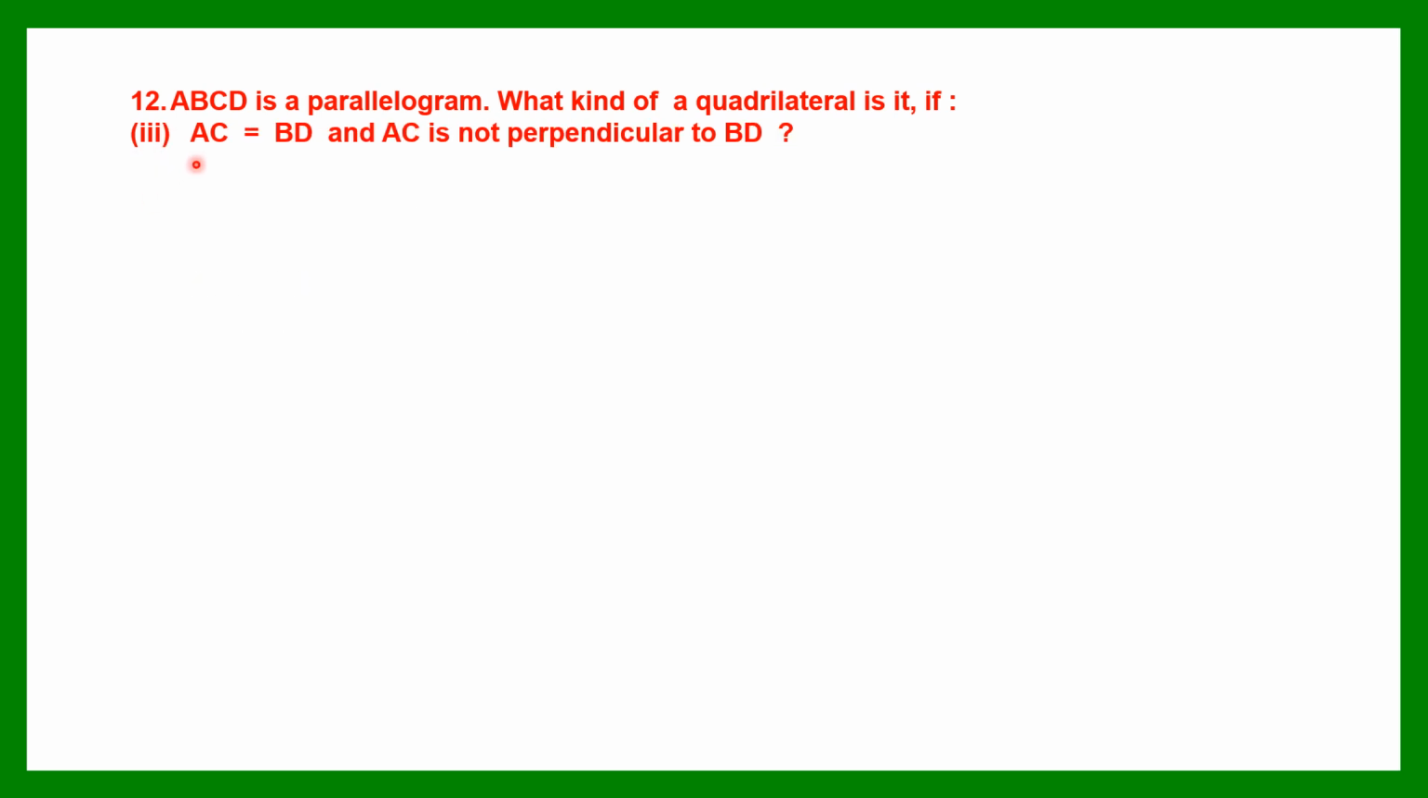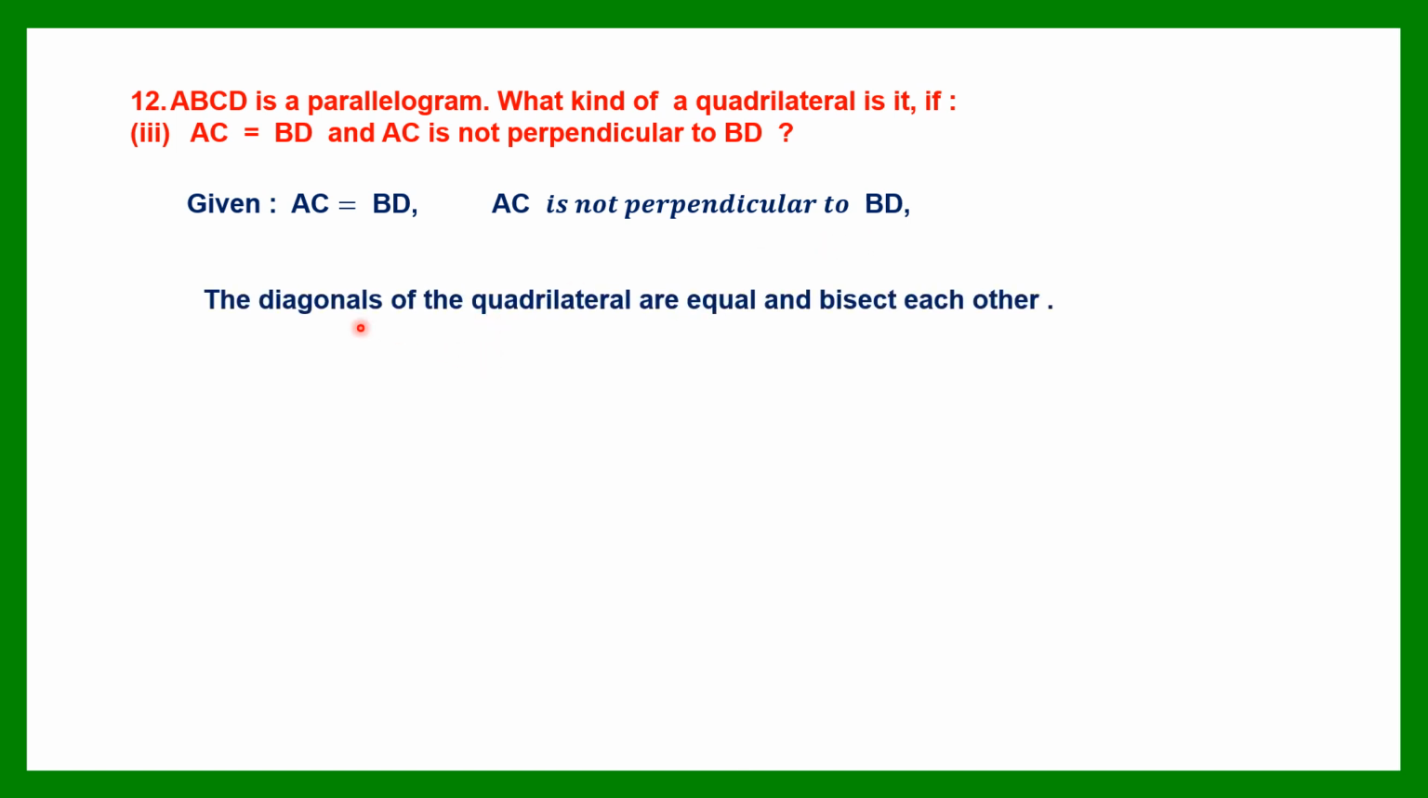Now this time AC is equal to BD but AC is not perpendicular to BD. What kind of a quadrilateral is it? Given that the diagonals are equal but not perpendicular to each other. The first point: the diagonals of the quadrilateral are equal and they bisect each other, but they are not perpendicular to each other.